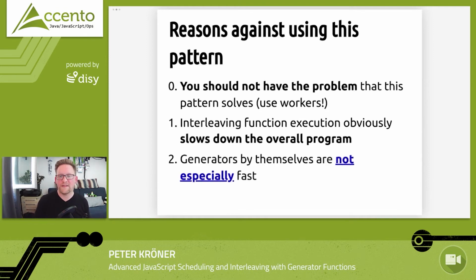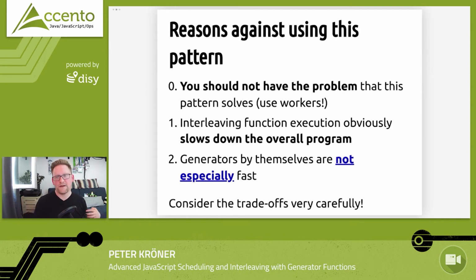And then there's also the fact that generators by themselves are not especially fast if you compare them to regular JavaScript functions. Generators and generator functions obviously are very complicated objects that keep a bunch of internal state. So yeah, they use a bunch of memory and they take a lot of time to create. So they also contribute to this slowdown. This is something you have to consider if you're trying or maybe thinking about implementing this pattern.